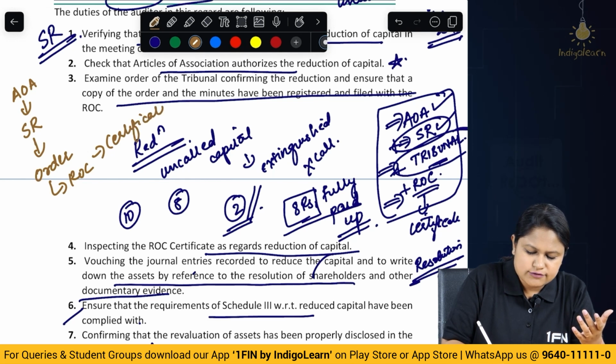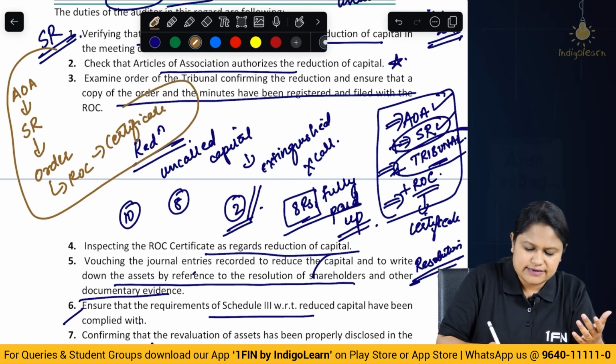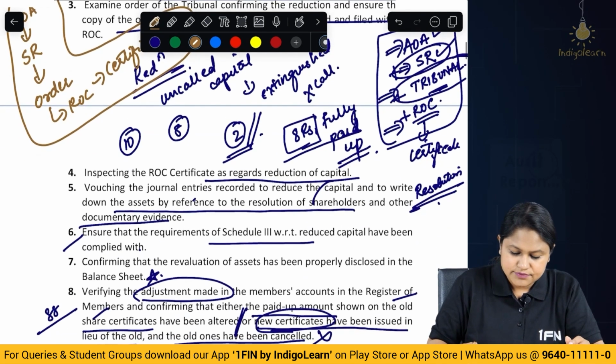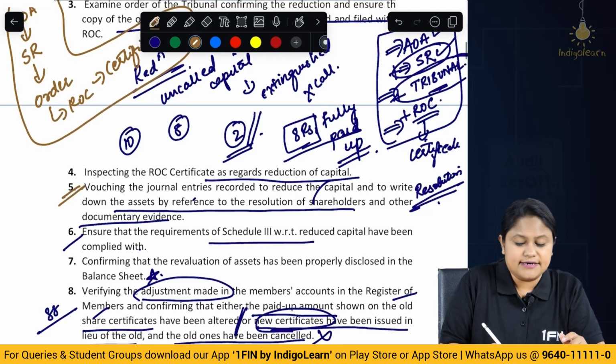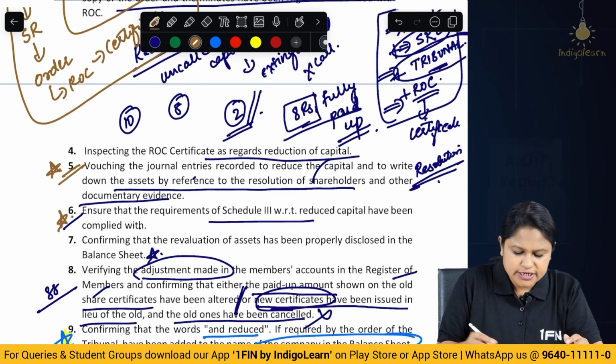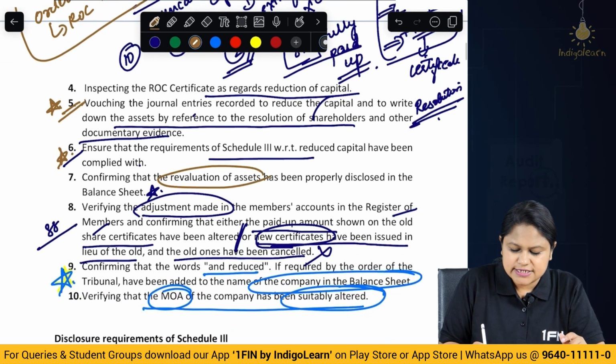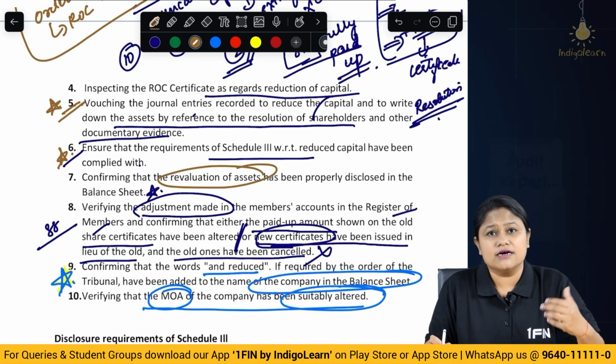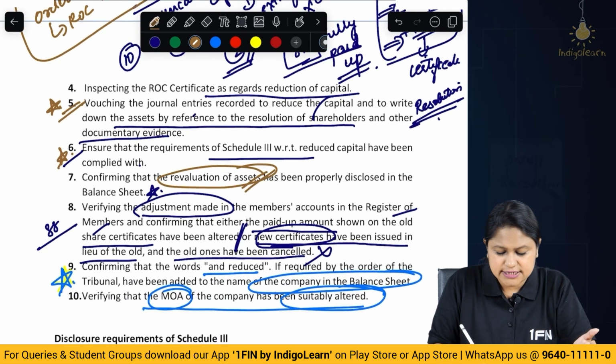So as an auditor, I have to check all of these documentations correctly. Then apart from that, the accounting entry is very important because I verify the financial statements, disclosures as per Schedule 3 requirement. Revaluation of assets has to be properly done. Whatever is decided in the general meeting, based on that only revaluation is done.